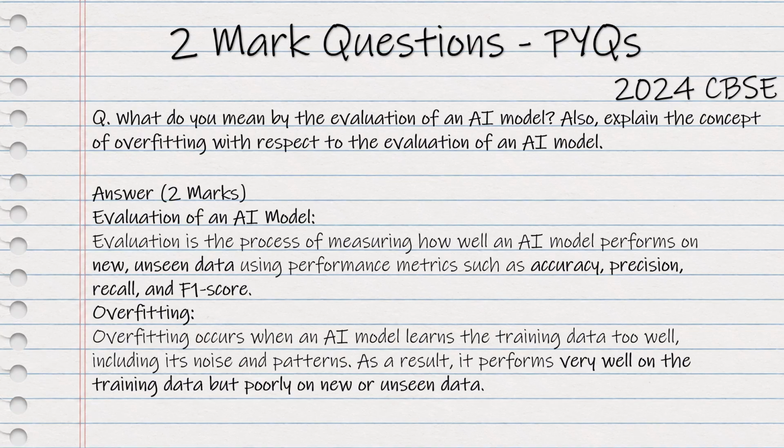And what is overfitting? It occurs when the AI model learns the data too well, meaning we are testing on the same data on which we have trained it, including its noise and patterns. As a result, it performs very well on the training data but poorly on new or unseen data.